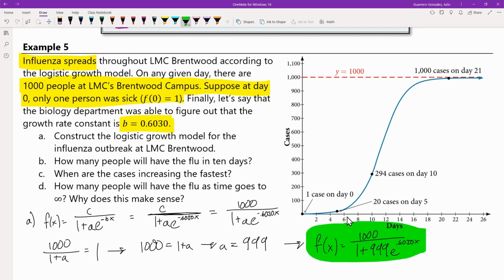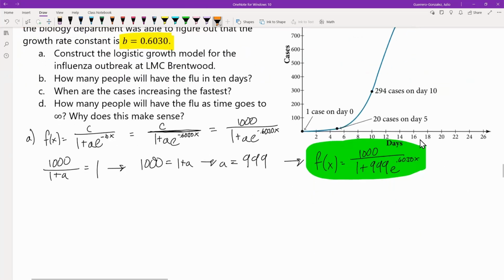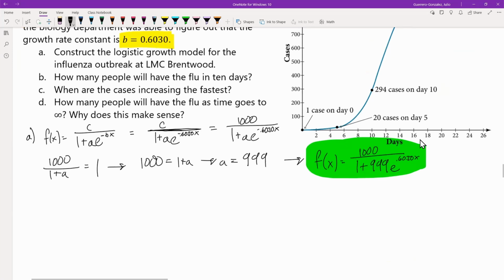This is the equation for this function right here. This equation models the progression of the influenza spread at LMC Brentwood campus. Got it? All right, we've got the equation. The rest should be cakewalk. So B: how many people will have the flu in 10 days? According to our graph, it should be 294.